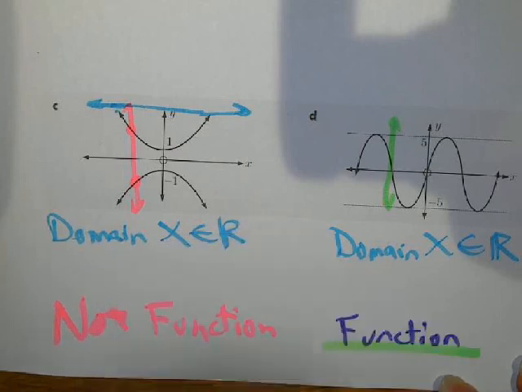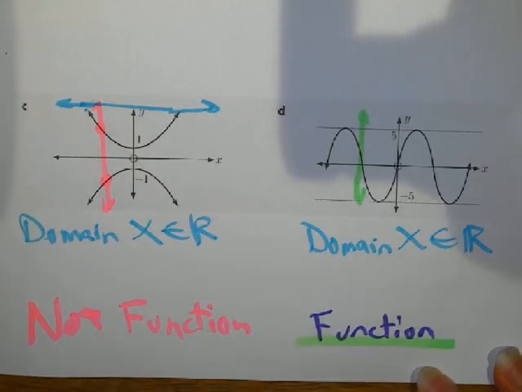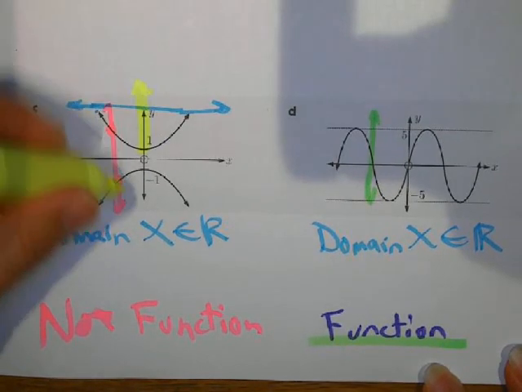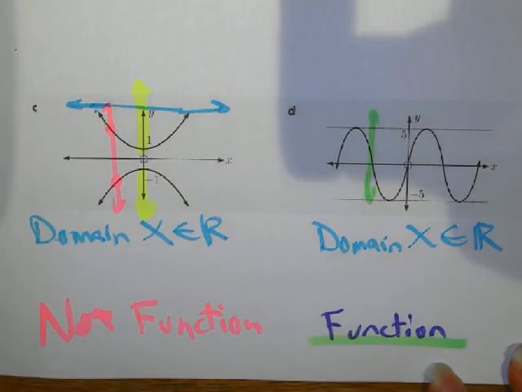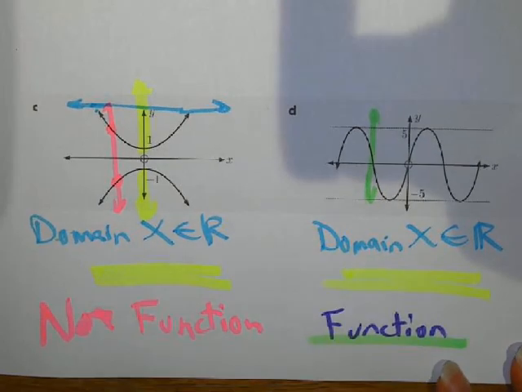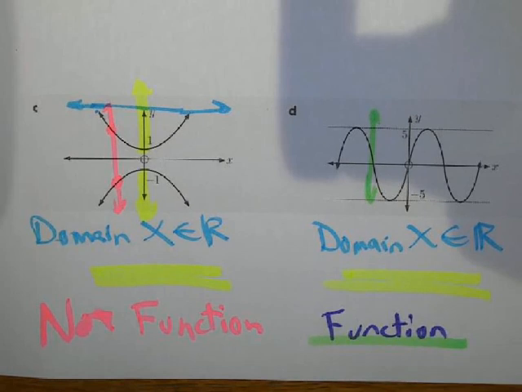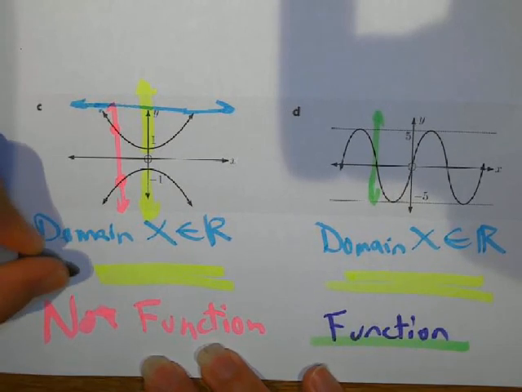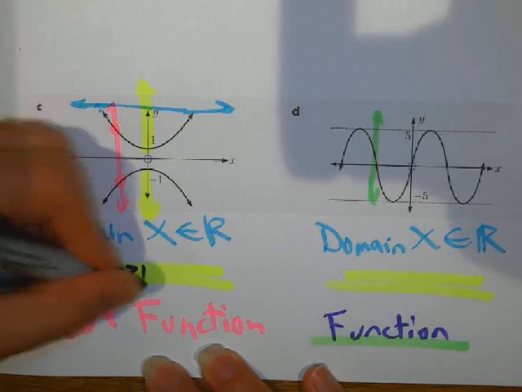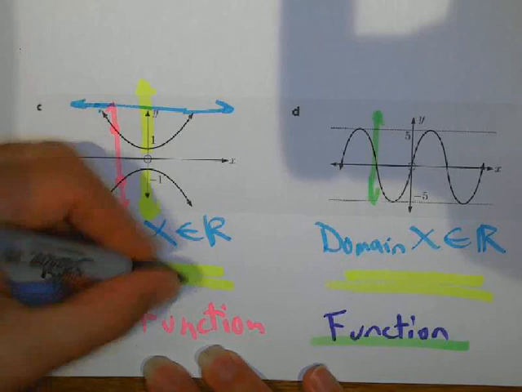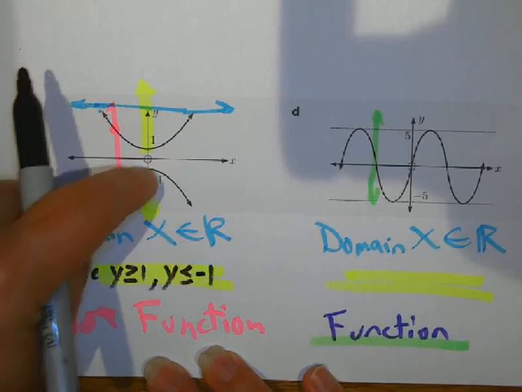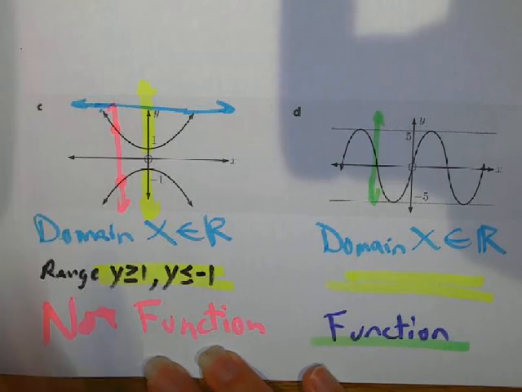Okay, let's talk about range. For this one here, it has to be greater than 1 or less than -1. So my range is y is greater than or equal to 1. That makes it go up. And y is less than or equal to -1 because it goes below. But there's nothing in between there.